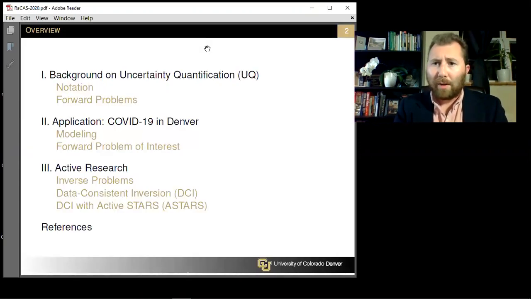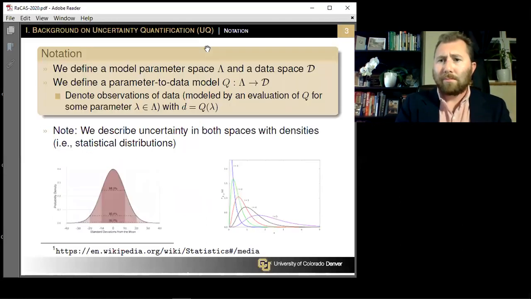In an overview of my talk, I'll give a brief background on uncertainty quantification, and then I'll jump straight to an application of modeling COVID-19 cases in Denver. And then finally, I'll quickly talk about some of my active research and how that connects to number 2.